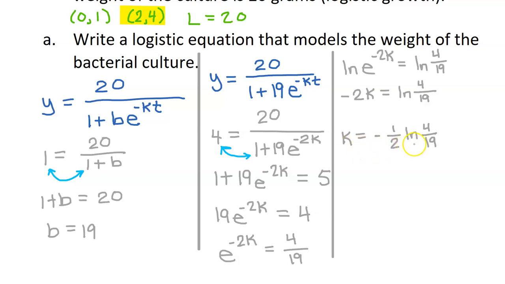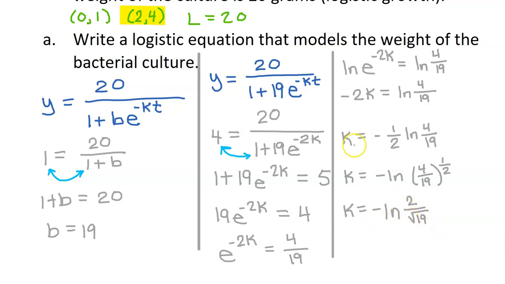We could leave it like this, but the rest of the problem will be easier if we simplify using properties of logarithms. For example, we have learned that when you have a number in the front, you can move it to the exponent position without changing the value of the expression. In this case, I'm going to leave the negative sign where it is, so I'm just moving the 1/2. So now we have k equals negative natural log of 4 over 19 to the 1/2 power, and we know that the 1/2 power is the same as square root. The square root of 4 over 19 is 2 over radical 19, so this is the value of k.